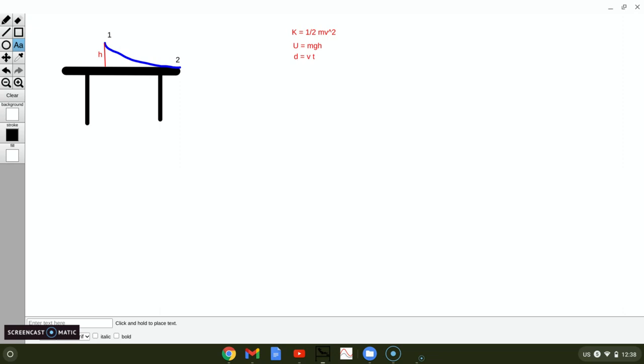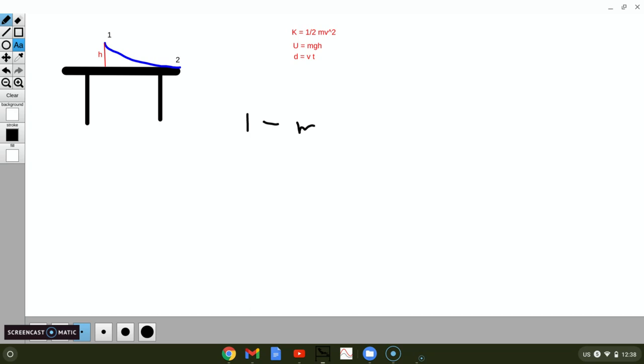So back to where we're at here. Like I said, this distance is going to stand in for velocity. It's just going to take the place of it right now. So at position 1, all the energy is from the mass times gravity times the height. Now at position 2, all of the energy comes from 1/2 the mass times the velocity squared.